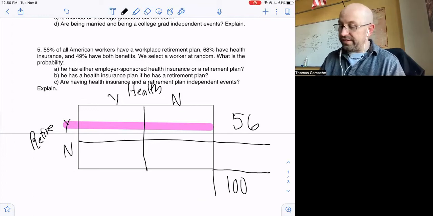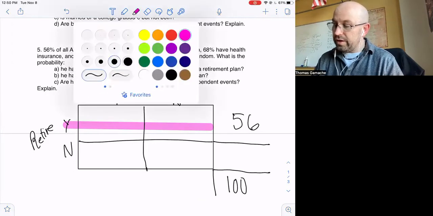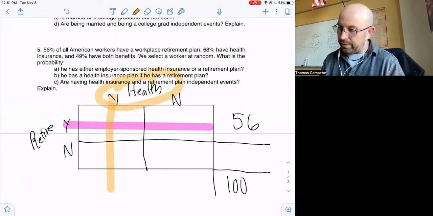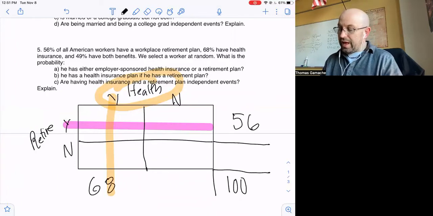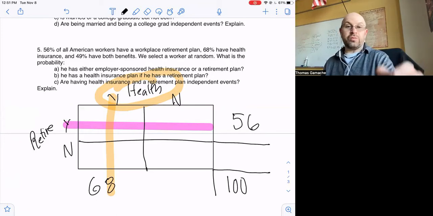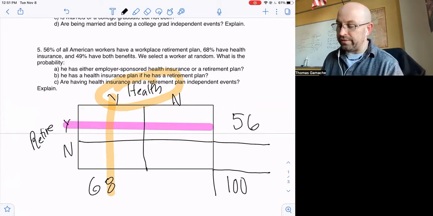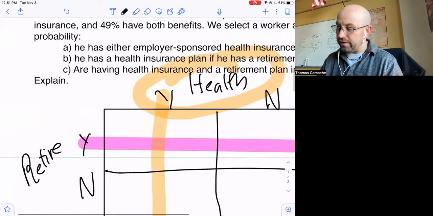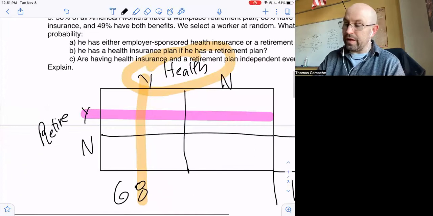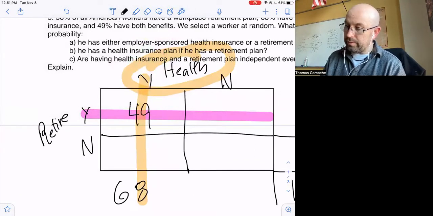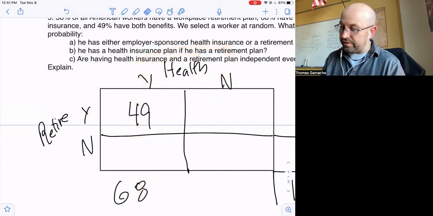I also know that 68% have health insurance. So if I go to the health insurance right here, straight down for Y, go down to the bottom, I'm going to plop in my 68. And here's what I like. It gives me a chance to work backwards a little bit. I have one more I can fill in as well. It says 49% have both benefits. Now, if they have both, I'm going to look for my yes, yes box. And that they, yes, have health insurance, and yes, they have retirement. And I'm going to plug that in as 49. I'll get rid of all this highlighting I've just done.